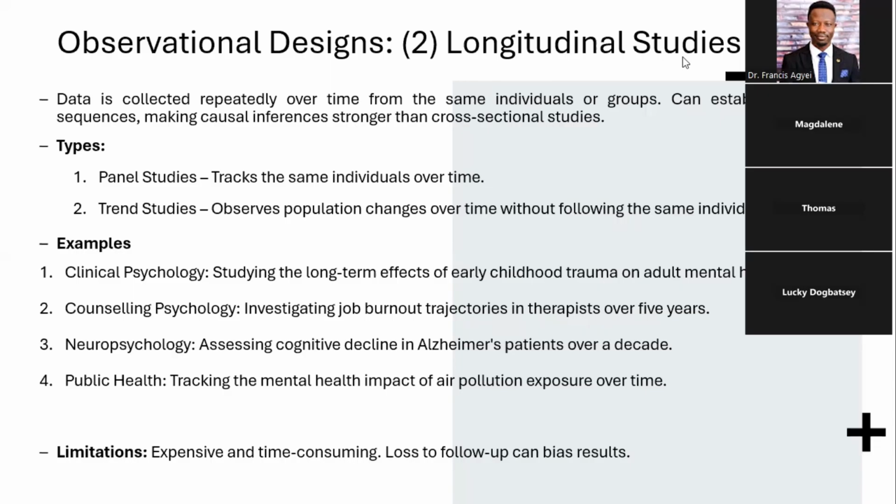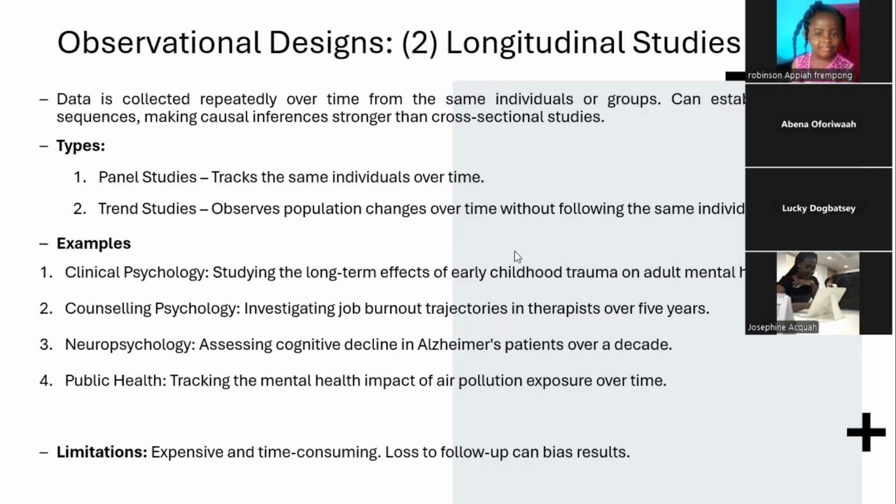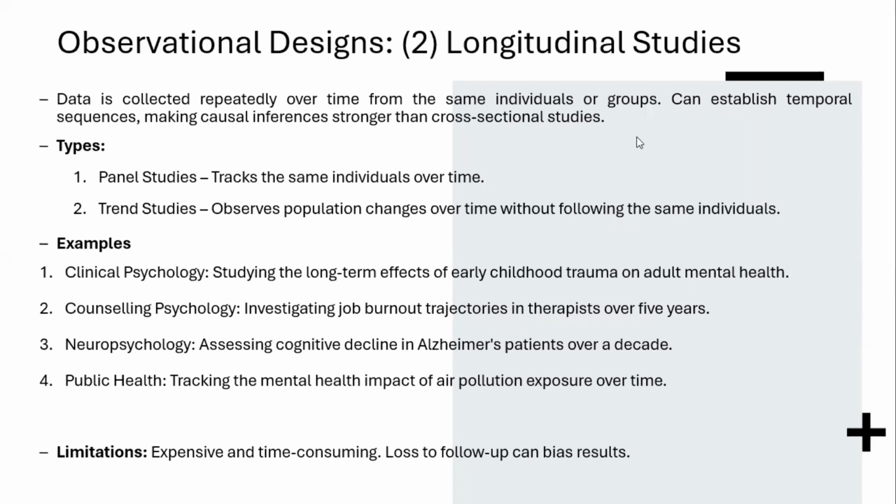Okay. So for example, if somebody wants to study the long-term effect of early childhood trauma on adult mental health, you may pick some children who have gone through trauma and study them into the adult years. There are some topics that you just can't go and pick anybody anyhow. It depends on your research topic. So sometimes your research topic will inform whether you should do a panel or you should do trend.